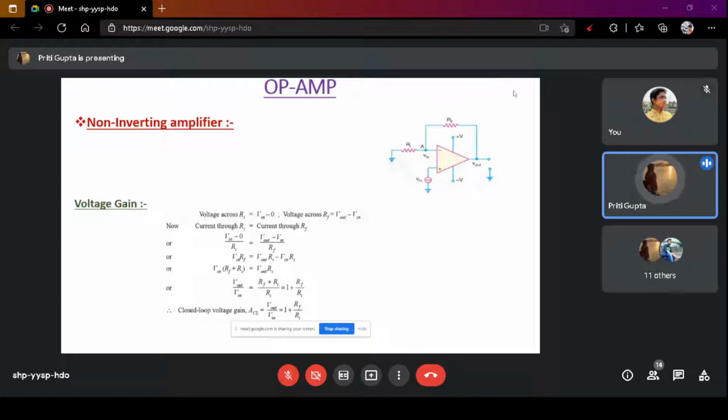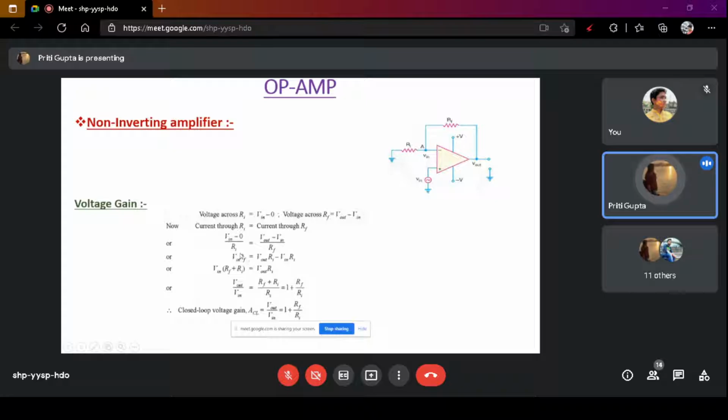So the voltage across RI is VIN minus 0, since junction A is at the input voltage and the other part is 0. Voltage across RF is V output minus V input. Current through RI is VIN minus 0 by RI, and current through RF is V output minus VIN by RF. These two are the same because it is the same current.